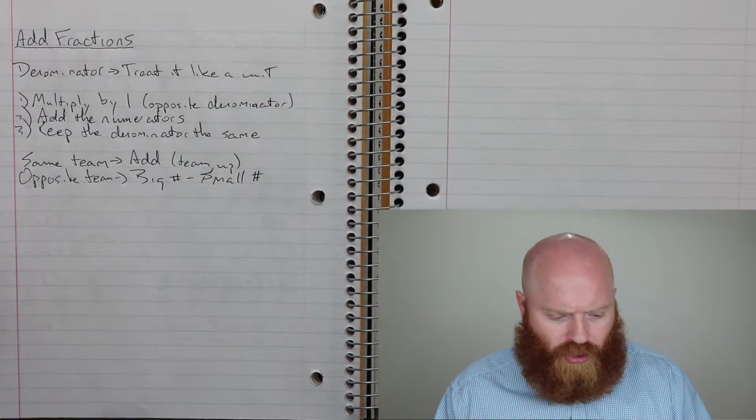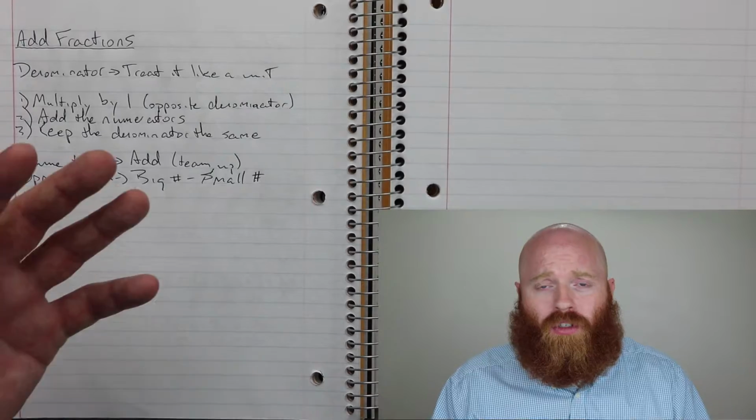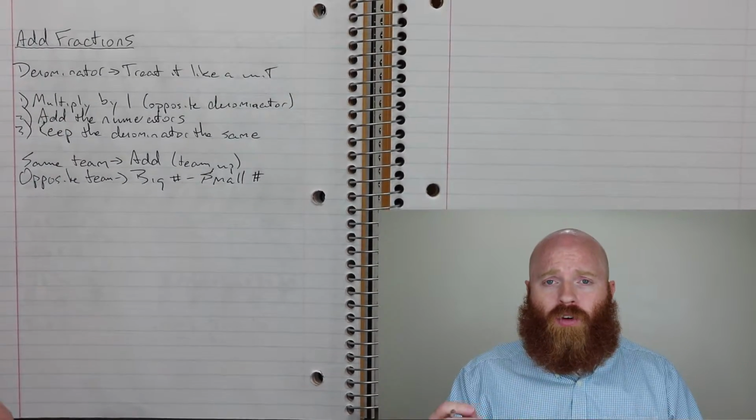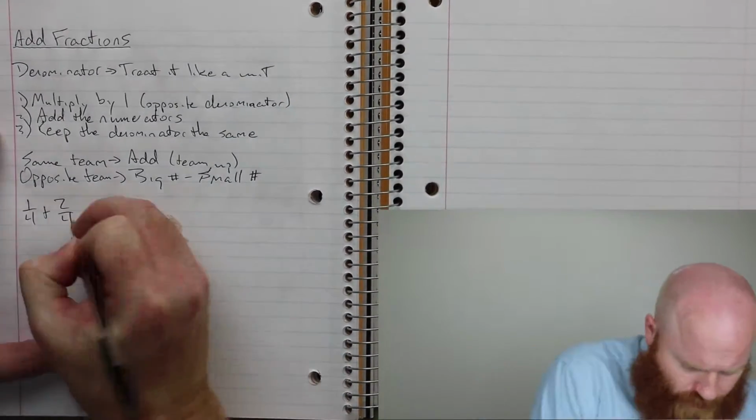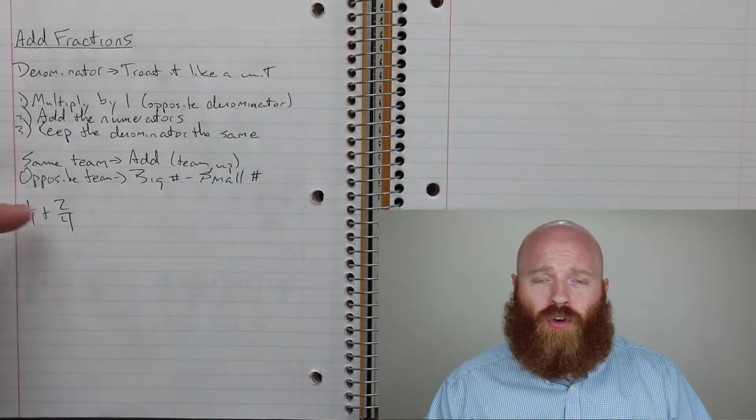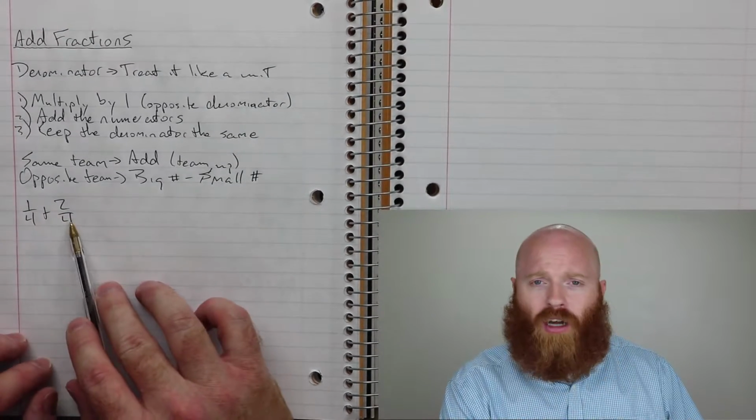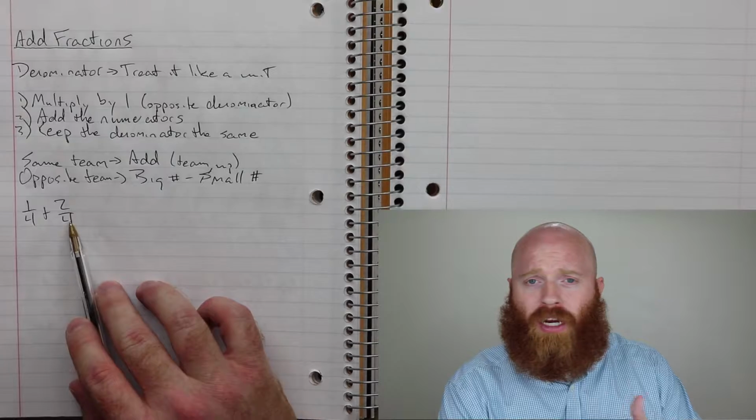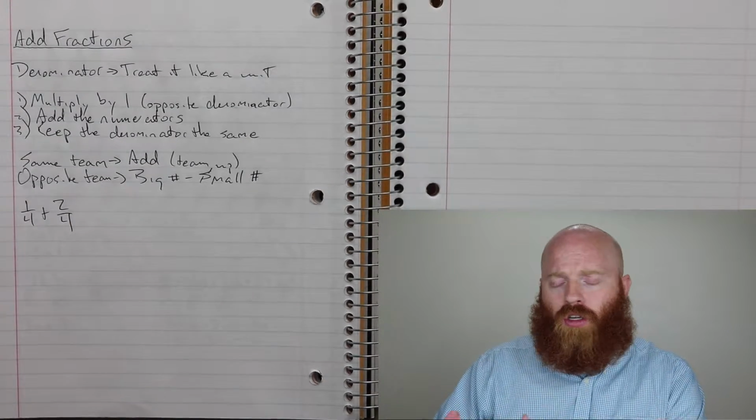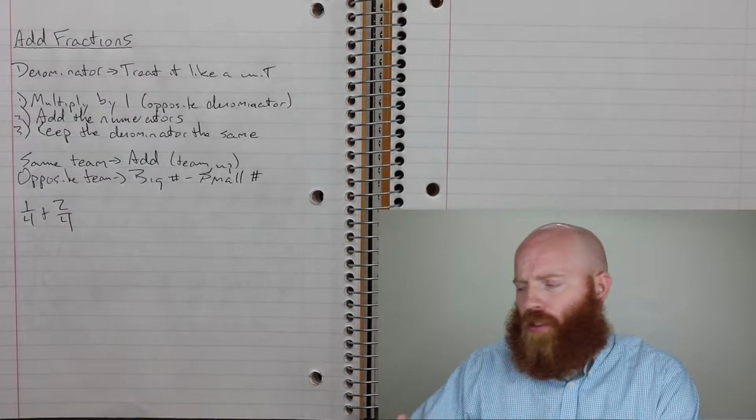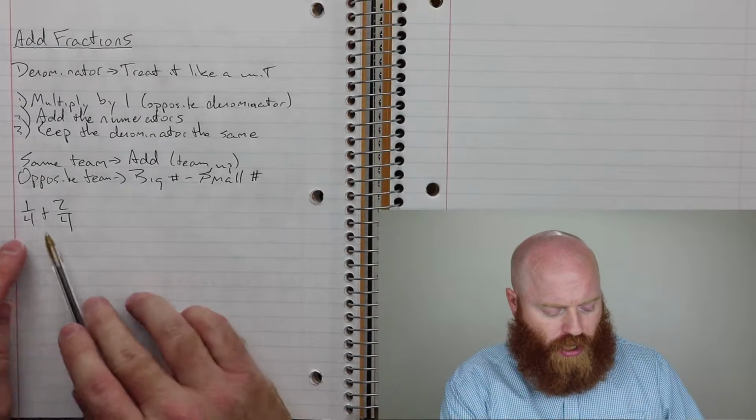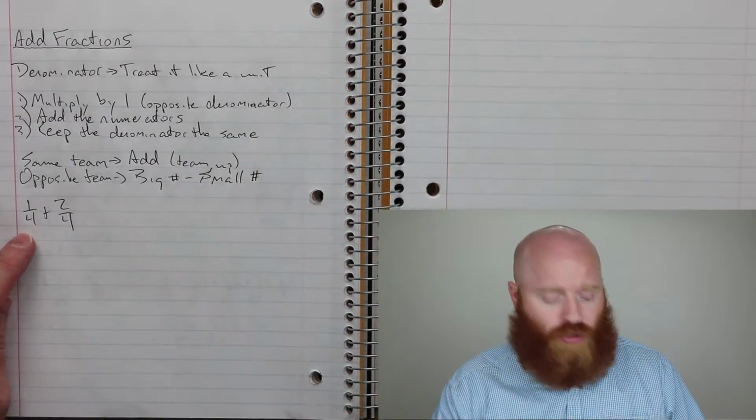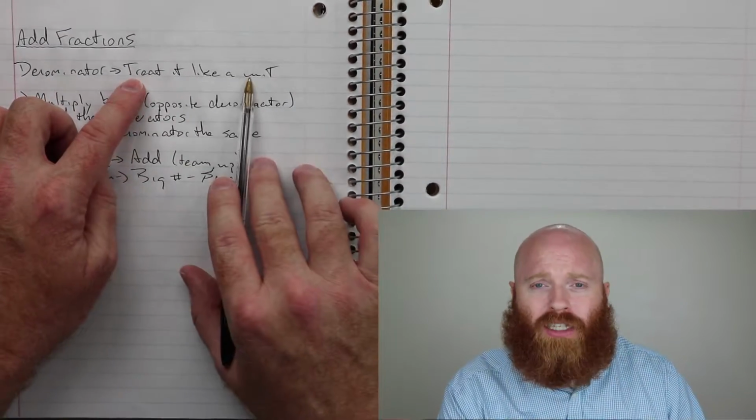Let's start out with a very straightforward adding fractions problem. 1/4 plus 2/4. They have common denominators. Common means everybody has one. That kind of thing is very common, it means everybody's got one. So this is a common denominator. They both have fourths as a denominator. And if you remember, I said treat it like it's a unit.